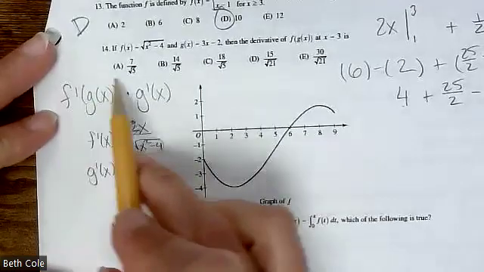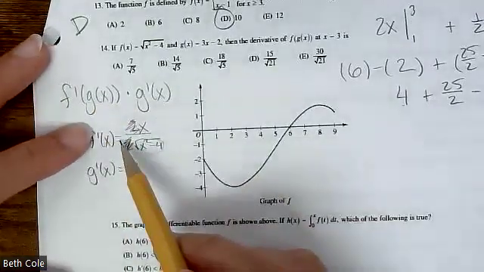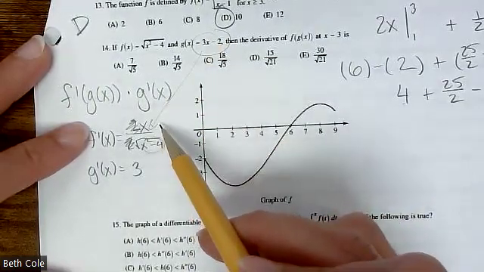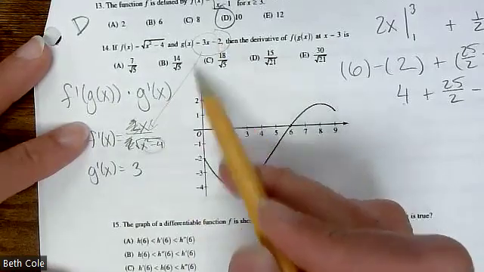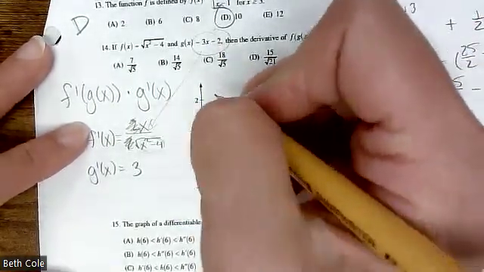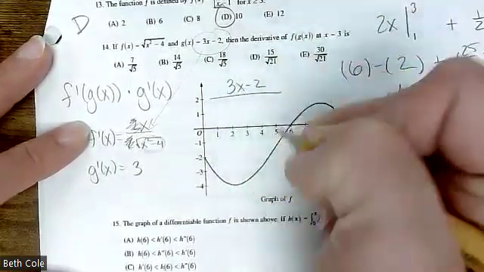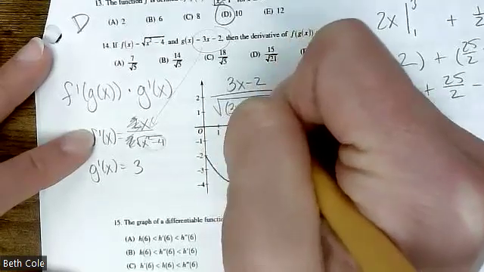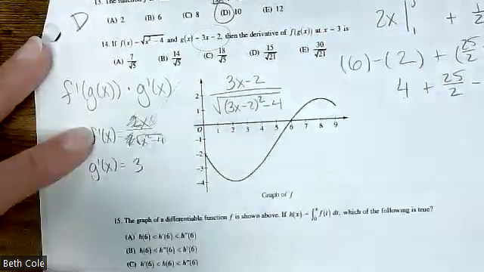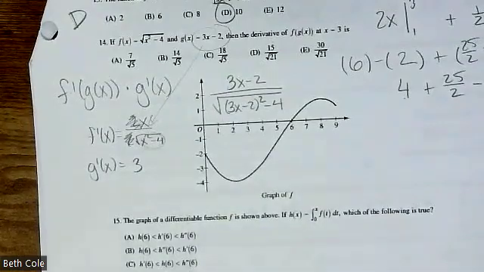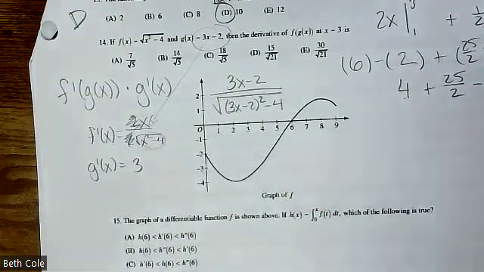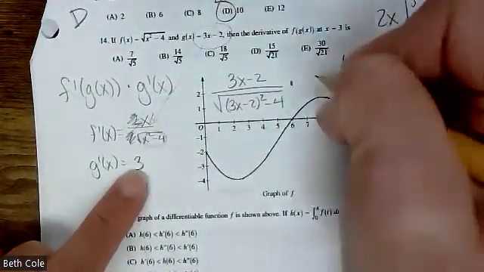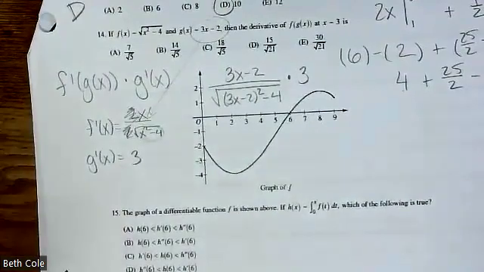All right. So now you have to do this. F prime of g of x. Well, here's f prime. You have to plug g of x into that. See what I'm saying? So you're going to plug that in. I'm running out of room here. All right, so it's going to be 3x minus 2 over the square root of 3x minus 2 squared minus 4. We had to take f prime and then plug g into it. Times 3. All right. We got through the hardest part.